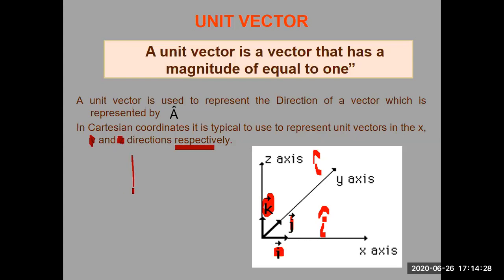Suppose I draw it again. This one is x, this one is y, and this one is the z-axis, perpendicular to these two. Then here it will be i, here it will be j, and here it will be k.